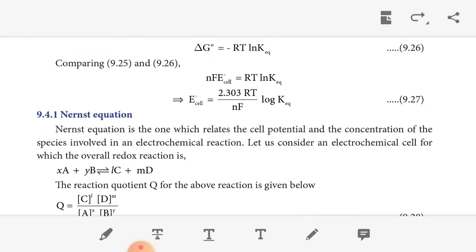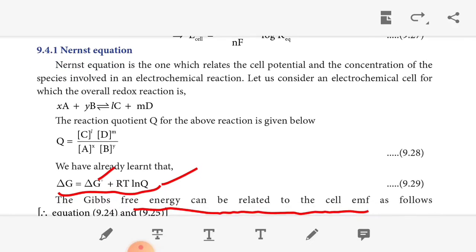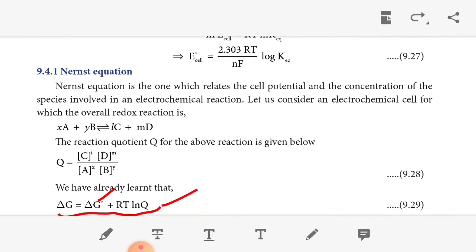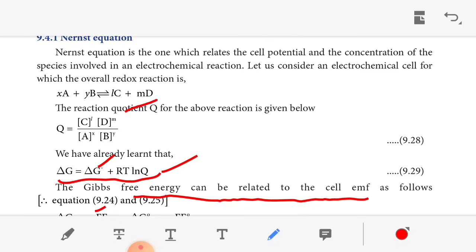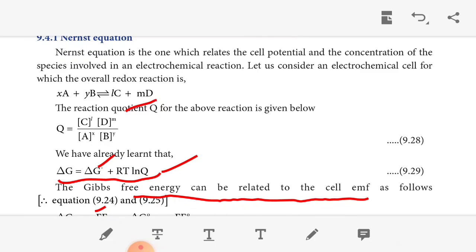The next question is an important question, a 5 mark question: the Nernst equation. It may be asked to write the Nernst equation. In the Nernst equation, we consider the concentration of the species in an electrochemical cell with an overall redox reaction, A plus B gives C plus D. We can write the reaction quotient Q as product by reactant, where C and D are products and A and B are reactants.